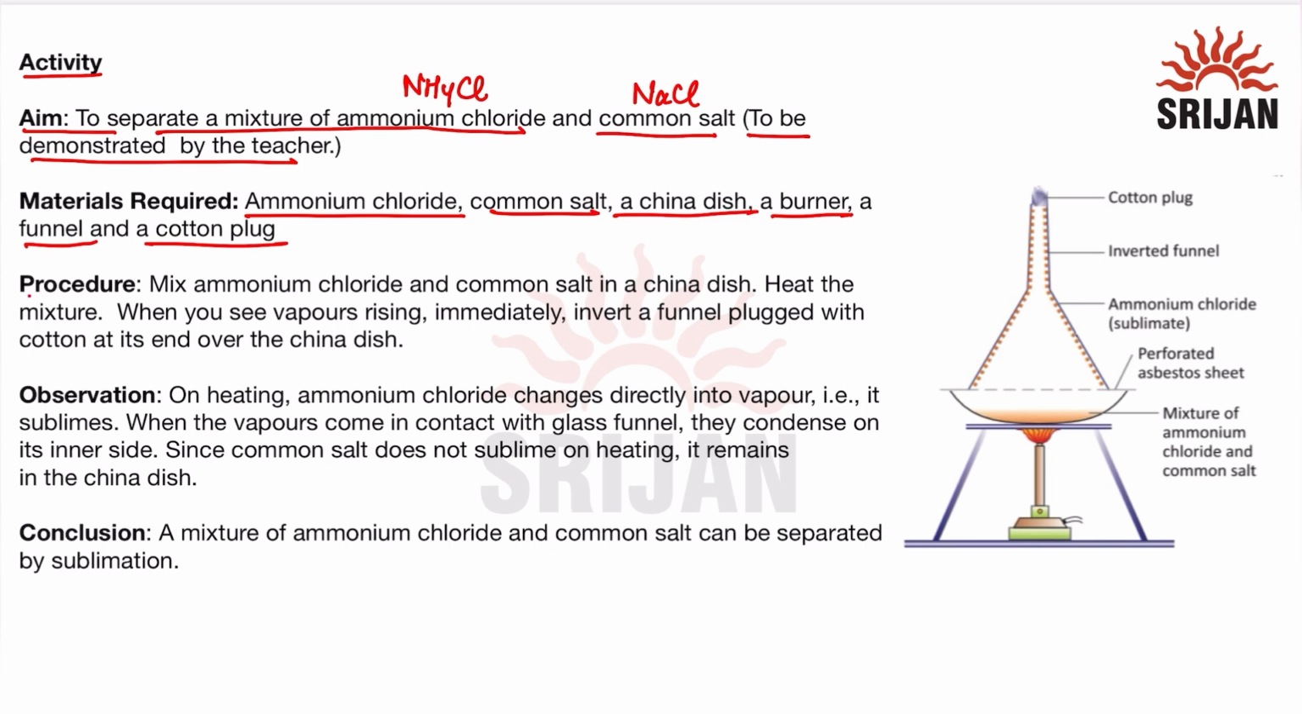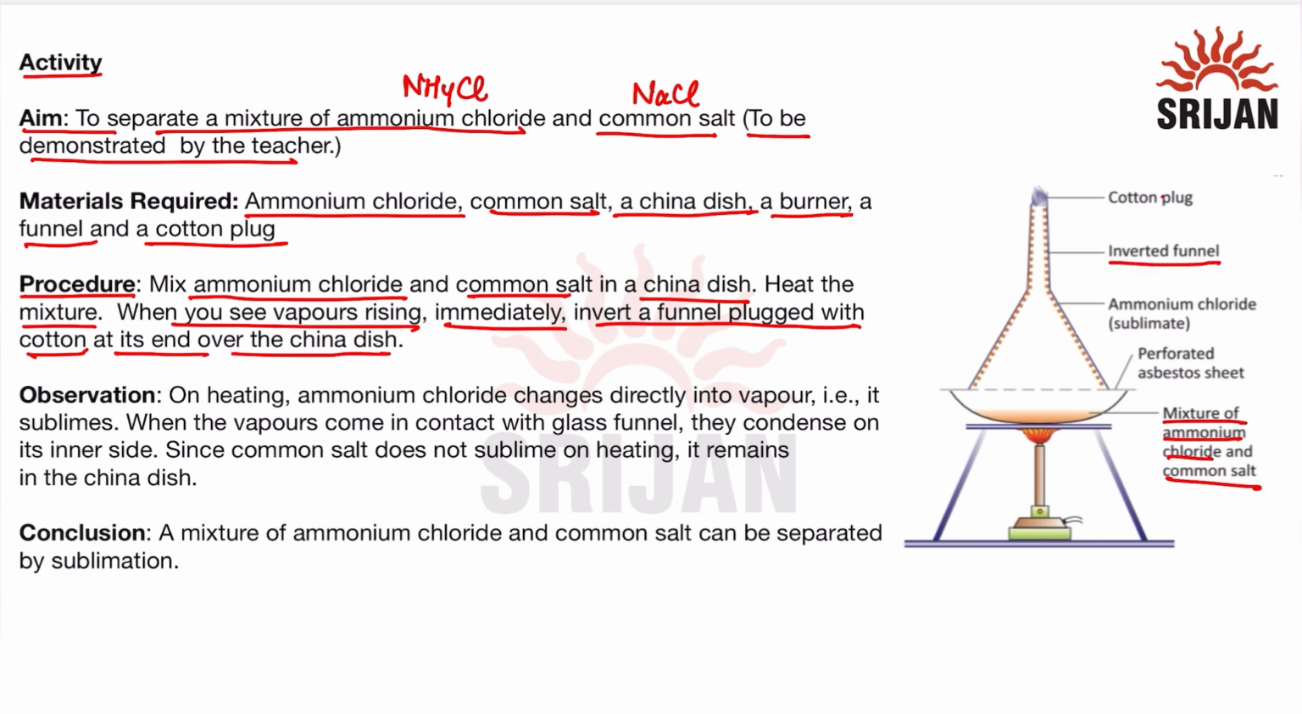Now let us read about the procedure. Mix the ammonium chloride and common salt in a china dish. Heat the mixture. When you see the vapors rising, immediately invert a funnel plugged with cotton at its end over the china dish. Now we take the mixture of ammonium chloride and common salt in the china dish and we heat the mixture. After heating, when we see the vapors rising, immediately put the inverted funnel which has the cotton plug over its end.